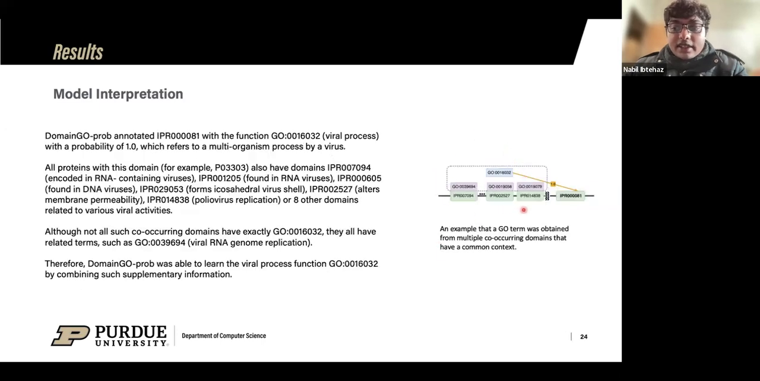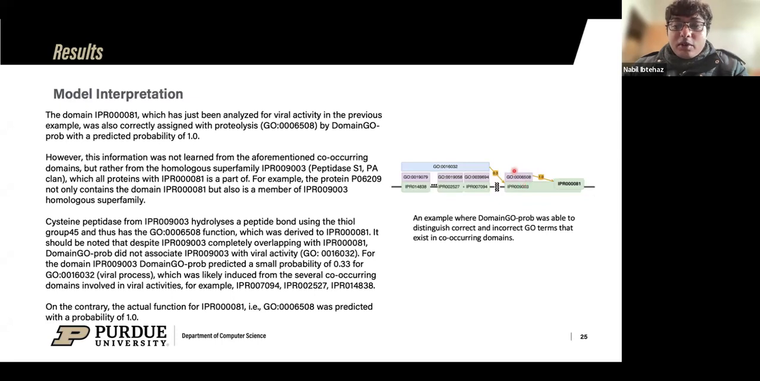And also for this example, we have various domains that are involved in various kinds of viral activities. But this GO term, GO:0016032, which is the general viral process biological process, is absent from our training. So what is happening here is that all these GO terms are related to viral activities. This domain is found in RNA virus, this domain is found in DNA virus, this domain alters the membrane permeability, this domain works in virus replication, and from combining all this information, we were able to infer this viral process.